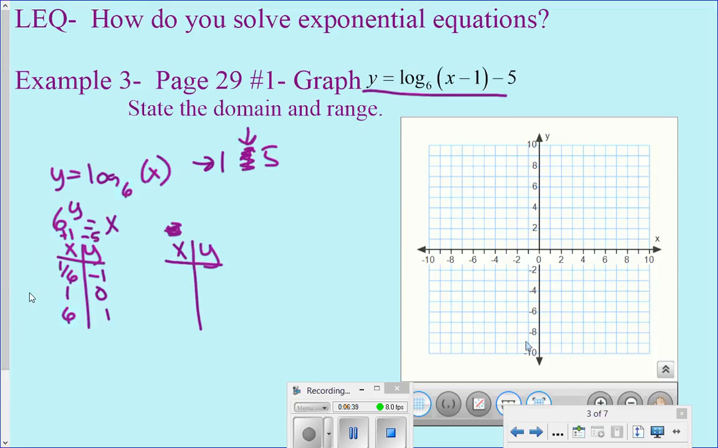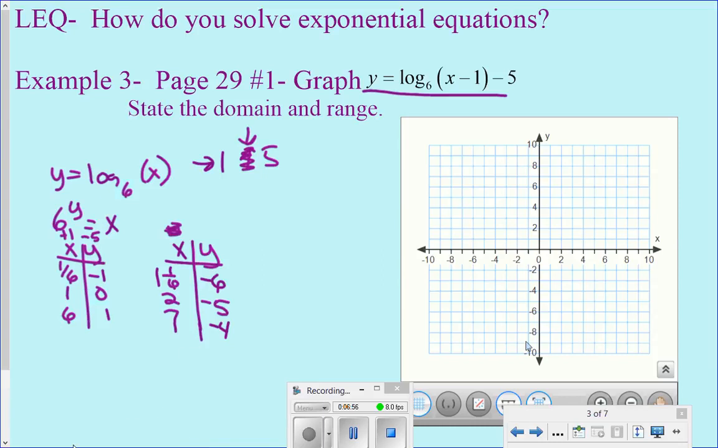So we're going to add 1 to 1/6, getting 1 and 1/6. We're going to add negative 5 to negative 1 to get negative 6. 1 to 1 to get 2, and 0 to negative 5 to get negative 5. And then 6 to 1 to get 7, and 1 to negative 5 to get negative 4.